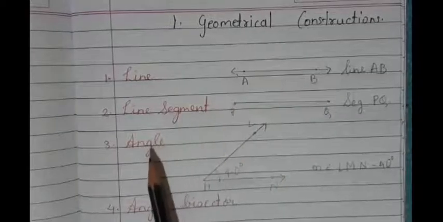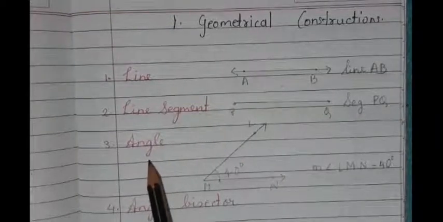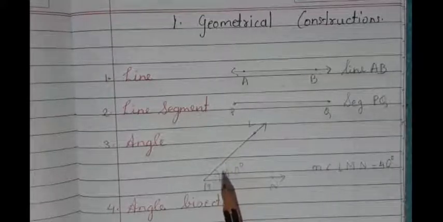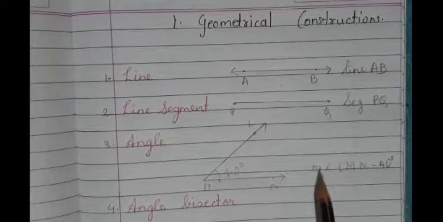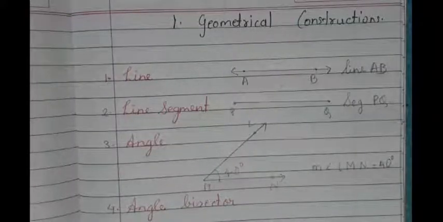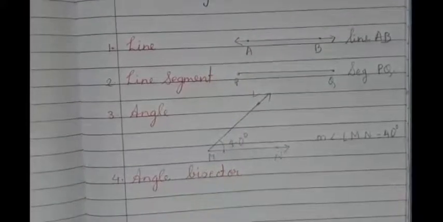Then we had also studied about angles, how to construct an angle. Here I have constructed an angle of measure 40 degrees. We name it measure of angle LMN is equal to 40 degrees. Later on we had learned about the angle bisector. Now I am going to show you how to construct an angle bisector. We have studied this in standard 6, but now we are going to revise it.